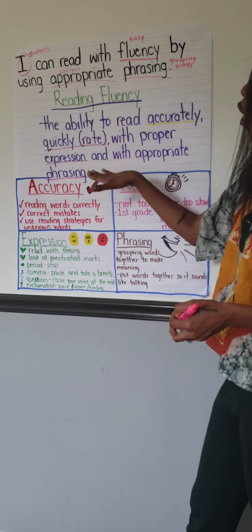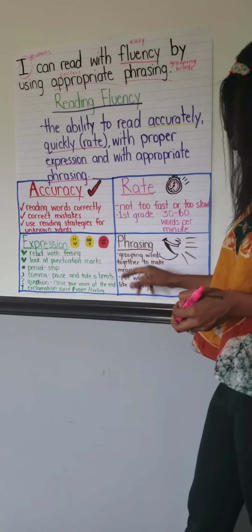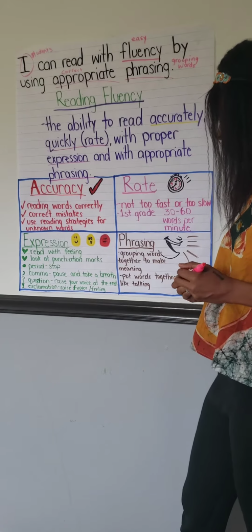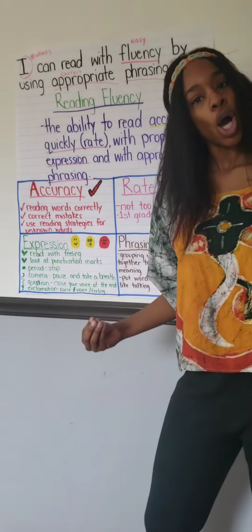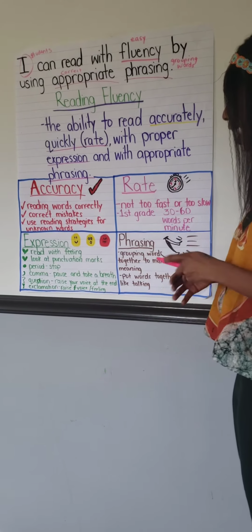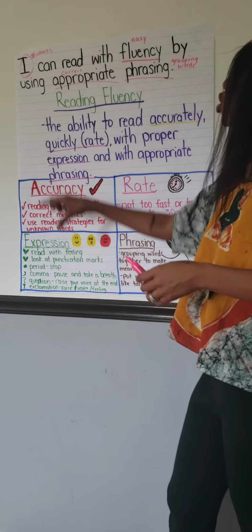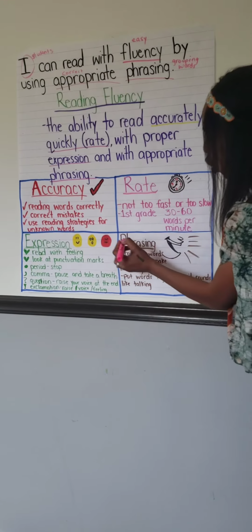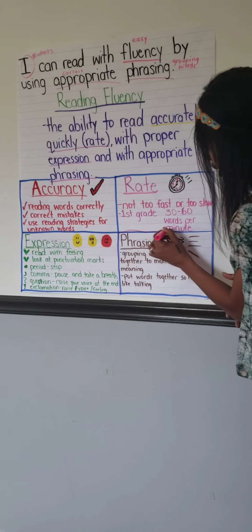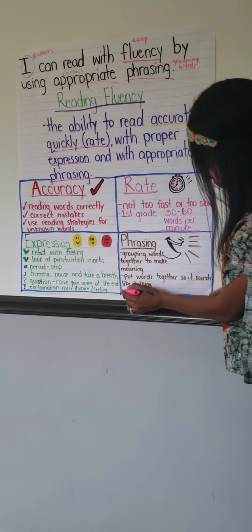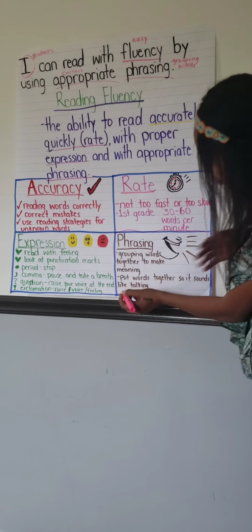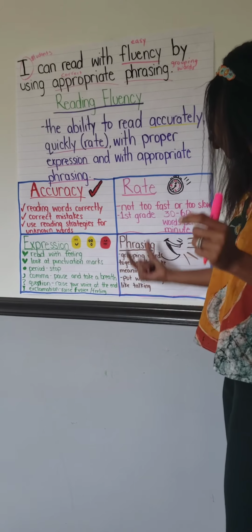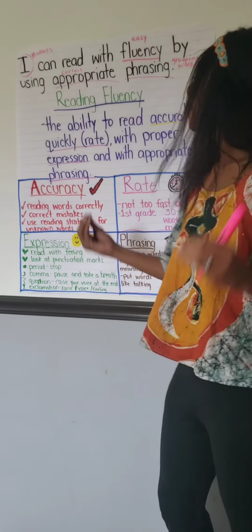And then also, phrasing. Appropriate phrasing is grouping words together to make meaning. Putting words together so it sounds like talking. Okay? But today, we are focusing on what? We are focusing on reading with fluency by using appropriate phrasing. So we are focusing on this box right here. Phrasing. I wrote on the wall, oh dear. But we are focusing on this box here. Phrasing, grouping words together to make meaning, okay?